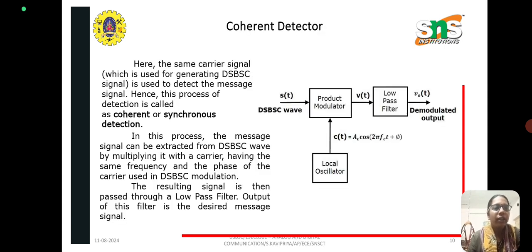For the coherent detector, the double sideband suppressed carrier wave is given as an input. Here the same carrier signal which is used for generating the double sideband suppressed carrier signal is used to detect the message signal. The process is known as coherent or synchronous detection. The message is extracted from the double sideband suppressed carrier wave by multiplying it with a carrier having the same frequency and phase as the carrier used in the modulation. The resulting output is passed to the low pass filter and we get a demodulated output, which is the message signal.